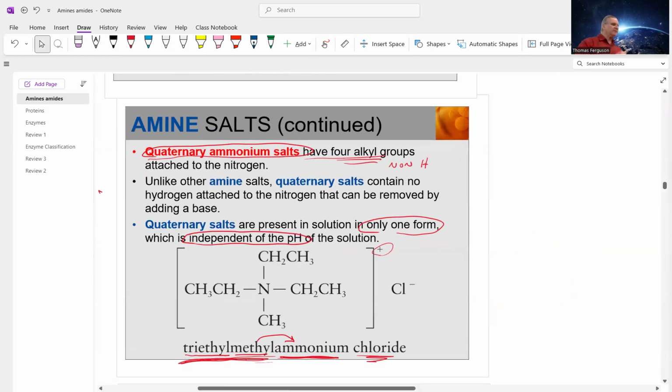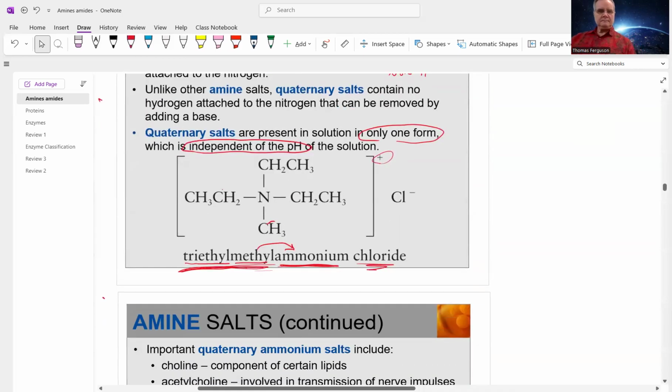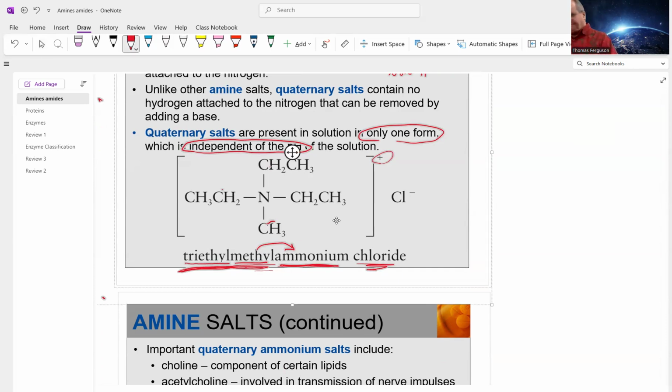Now, I mentioned earlier we have primary, secondary, tertiary amines, and then I also said there's quaternary amines. Those are named quaternary ammonium salts. And basically, that's when you've got four groups hanging off the nitrogen. Hence the quaternary. Now, the important thing on this is they're independent of pH. They're independent of whether it's acidic or an alkaline environment. They're always the same. So it's independent of pH.